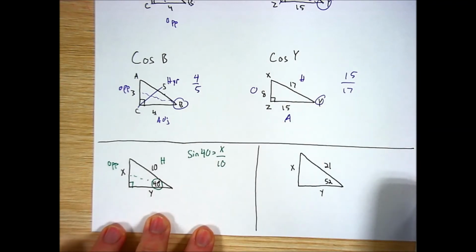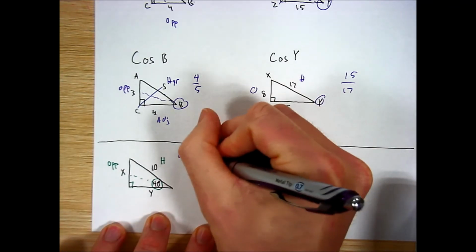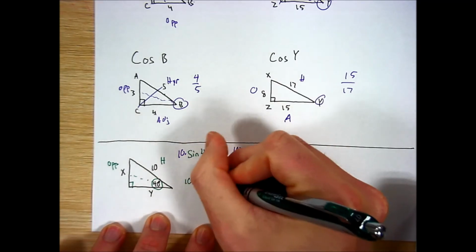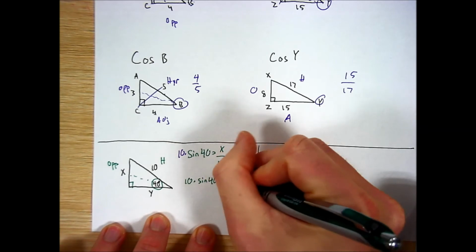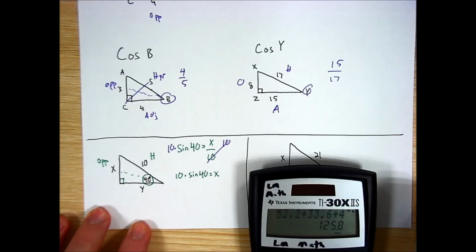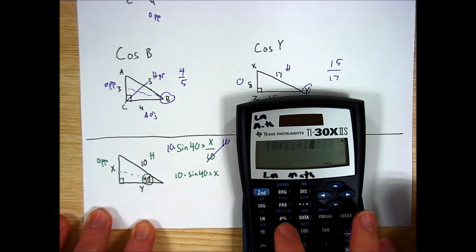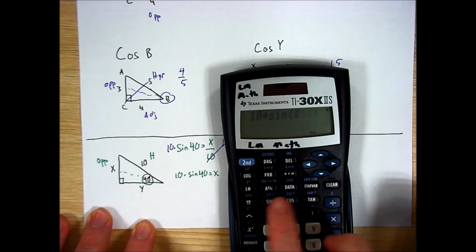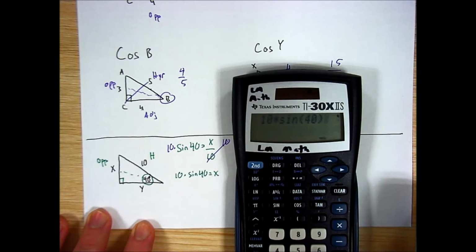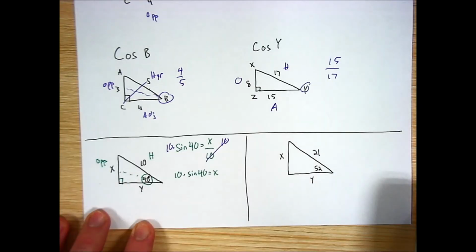We need to get x by itself. We're going to multiply both sides by 10. So now I have 10 times the sine of 40 equals x. We're going to type that into the calculator just like we did with our tangent problems yesterday. 10 times sine of 40. Sine, cosine, tangent, they're all right next to each other right there. 6.427, we'll round it to 6.4.